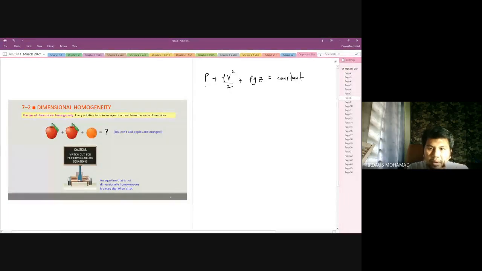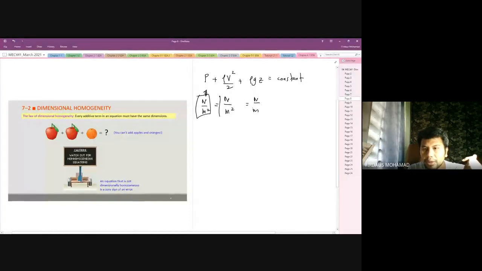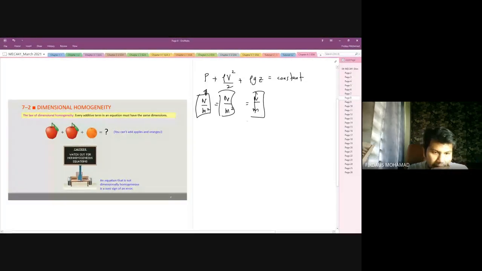Betul? So unit dia ni apa? Pressure. So semua akan jadi pressure, semua maknanya akan jadi Newton per meter square. Yang ni pun akan jadi Newton per meter square. Yang ni pun rho GZ, of course hydrostatic pressure, Newton per meter square. So maknanya this is dimensional homogeneity.